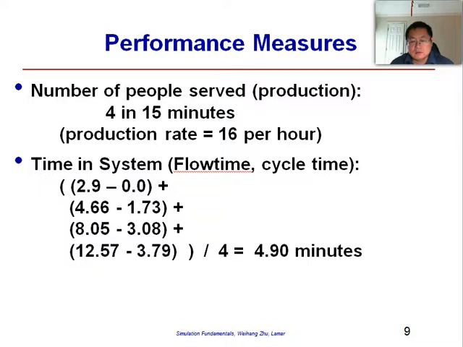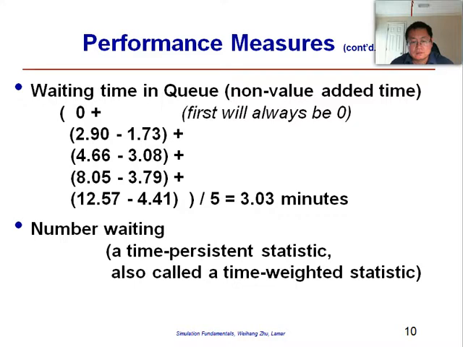To calculate time in system, we just need to subtract the arrival time from the leave time for each customer and take the average of them. This time in system is also called flow time or cycle time. The waiting time is the time between arrival and the service, so we subtract the arrival time from the service time, and then take the average.